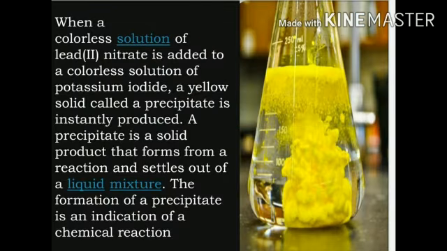When a colorless solution of lead nitrate is added to a colorless solution of potassium iodide, a yellow solid called a precipitate is instantly produced. A precipitate is a solid product that forms from a reaction and settles out of a liquid mixture. The formation of a precipitate is an indication of a chemical reaction.